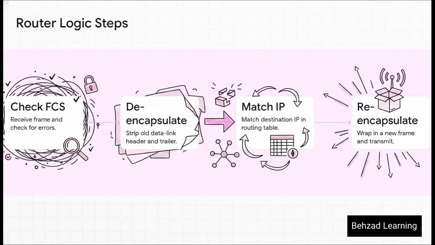Getting a little more technical, a router performs these exact 4 steps, in sequence, for every single packet it touches. First, it receives the data link frame and checks the frame check sequence, the FCS, just to make sure the data wasn't scrambled or corrupted in transit. If it looks good, step 2, it de-encapsulates the IP packet. It literally rips off and throws away the old data link header and trailer. Step 3, it matches the destination IP in its routing table to find the best exit path. And step 4, it re-encapsulates that core IP packet into a brand new data link frame that matches whatever the outgoing interface needs and blasts it out.